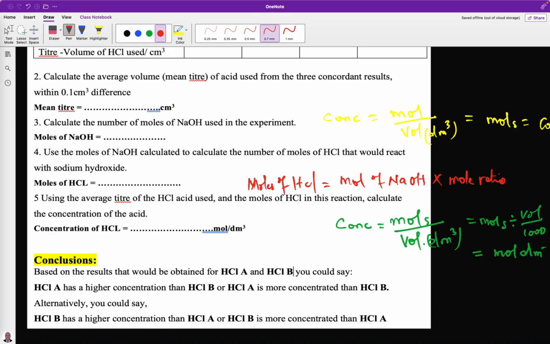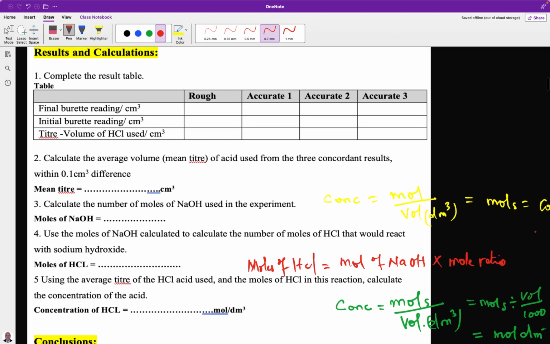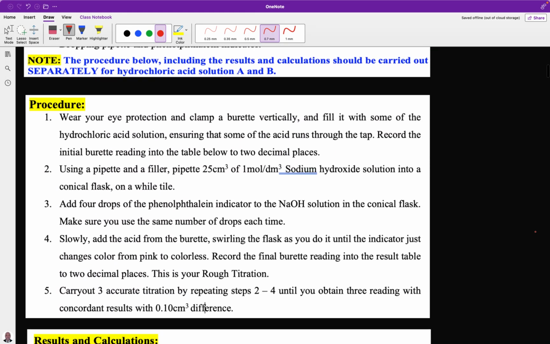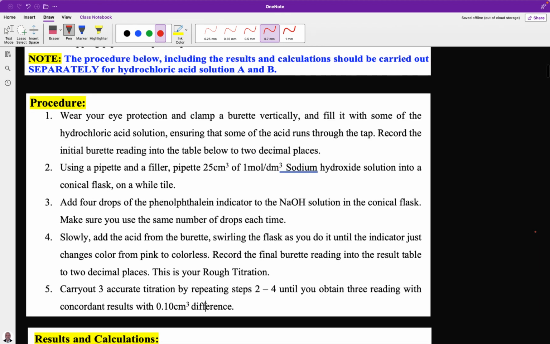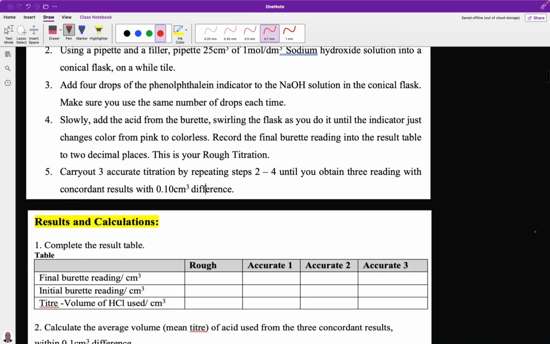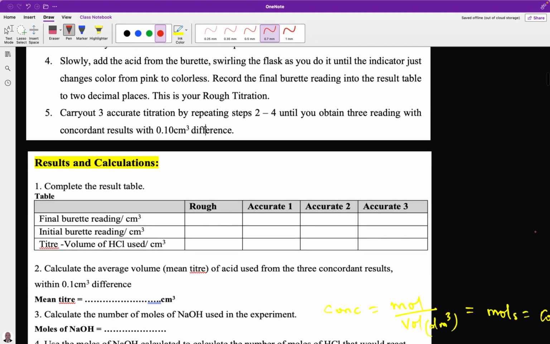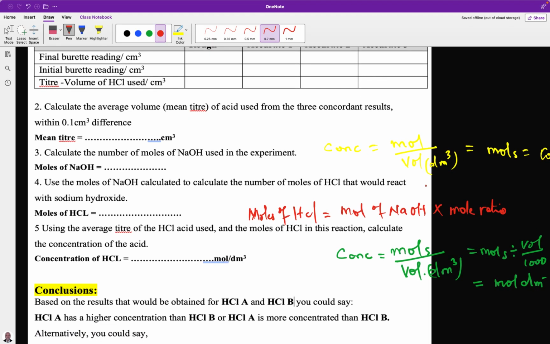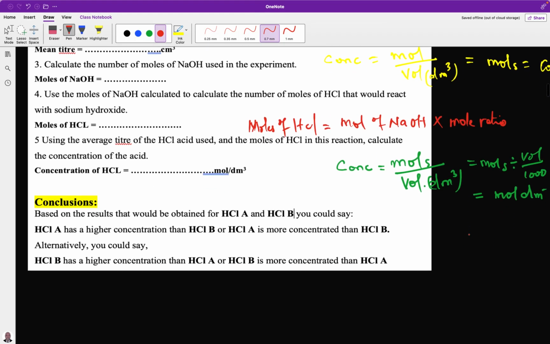Then you will have to repeat this procedure again, beginning from here. Repeat the results the same way. Do the same calculation and calculate the concentration for the acid B. When you now have the concentration of acid B and that of acid A, your conclusion will be this.